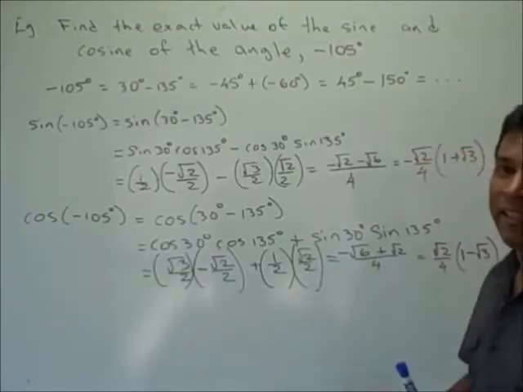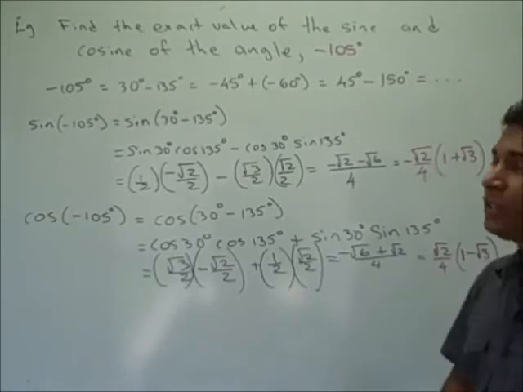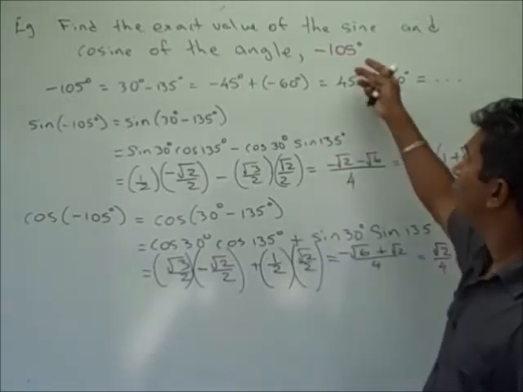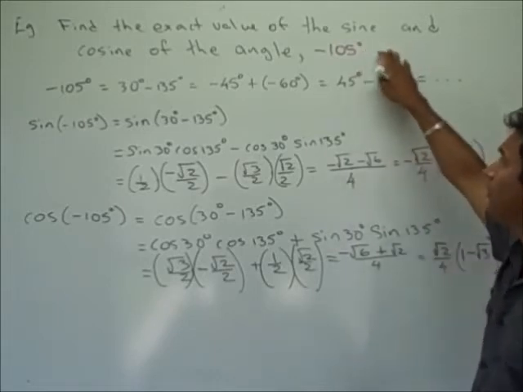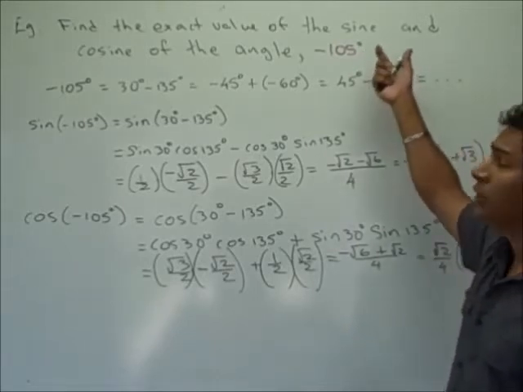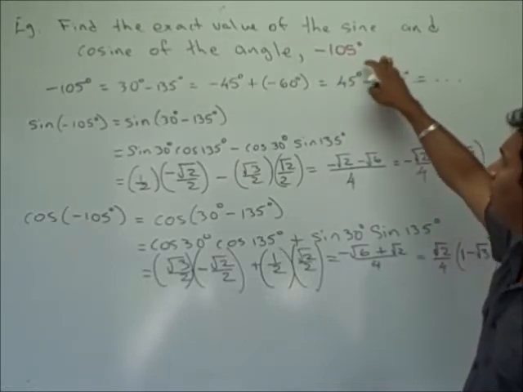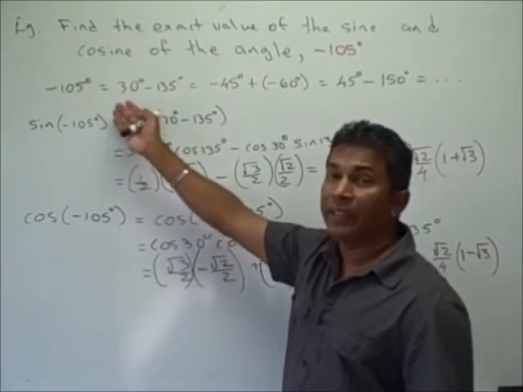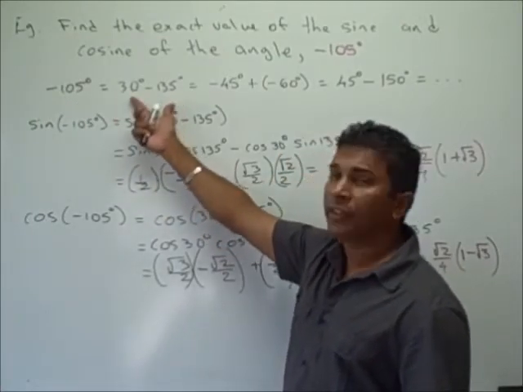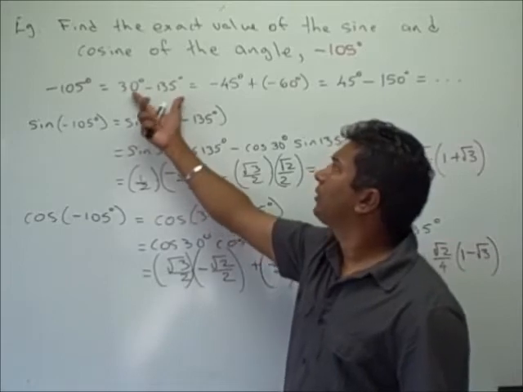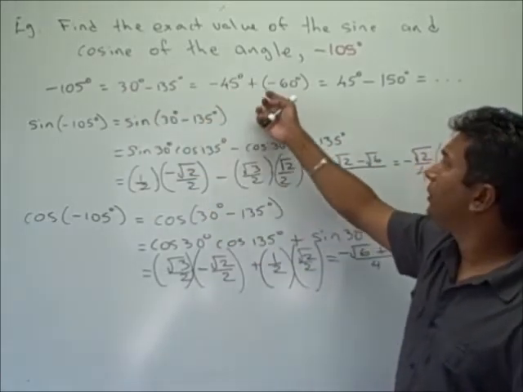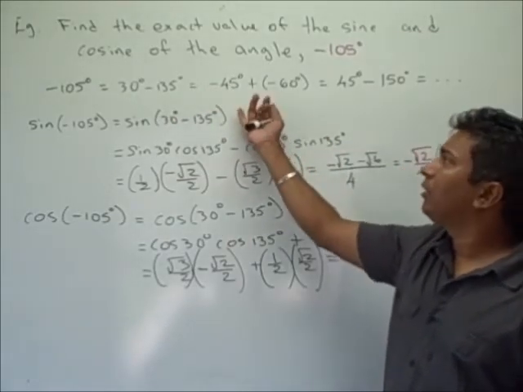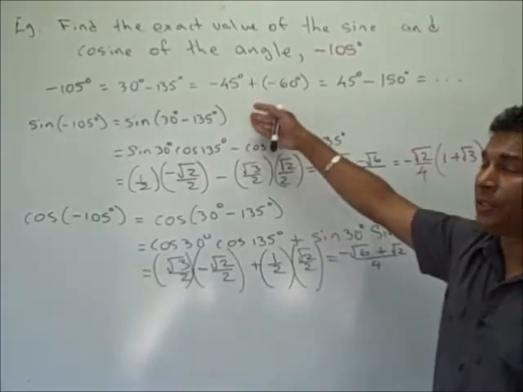In this example, we're going to find the exact value of the sine and cosine of the angle negative 105 degrees. Now, negative 105 degrees is not one of our special angles, so we cannot use our unit circle to evaluate this. We do, however, know that negative 105 is the same thing as 30 minus 135, and both of these are special angles, or negative 45 plus negative 60 will also give us negative 105. And once again, both of these are special angles that we can use from our unit circle.